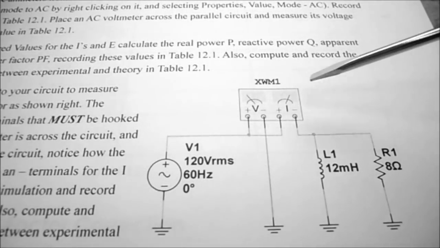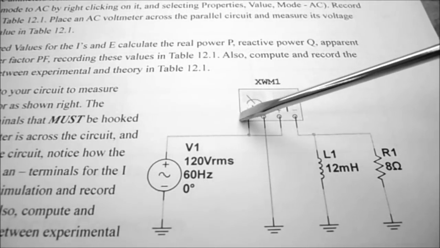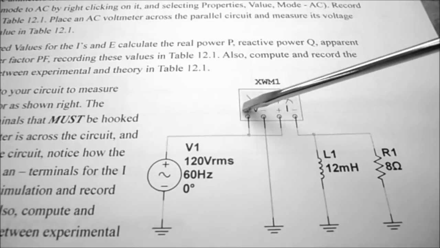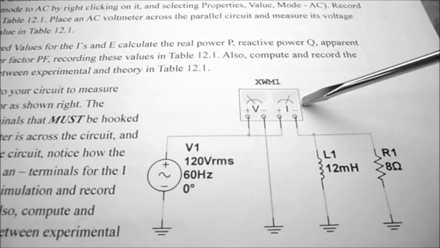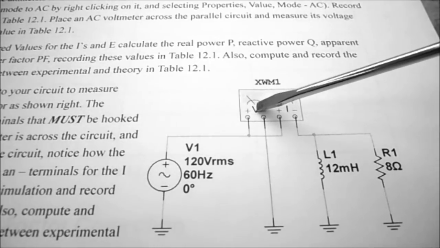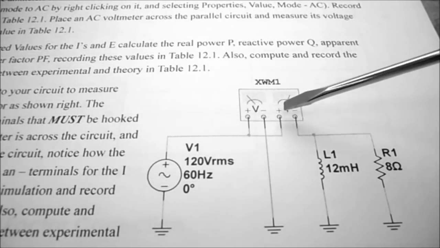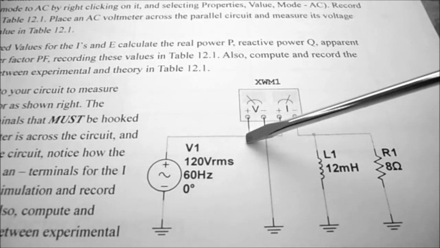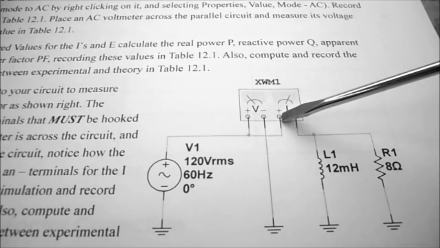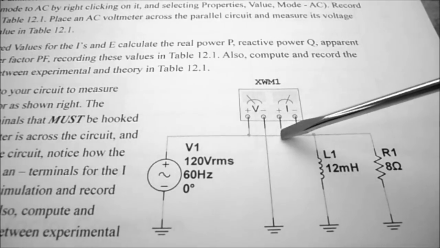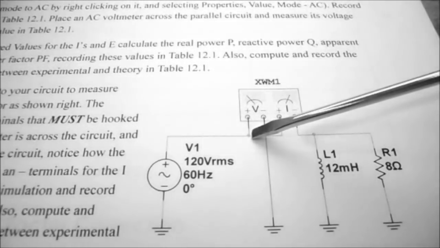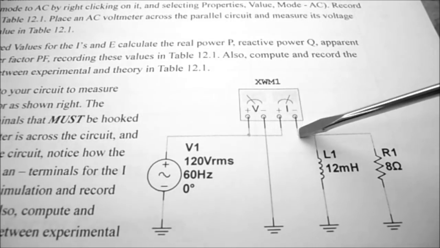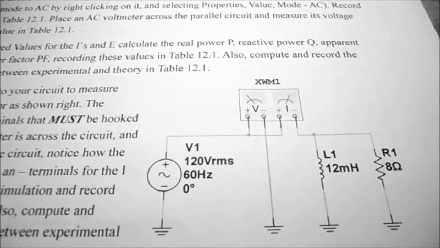So I've given you an example of a wattmeter, and that comes from the right-hand side of Multisim. Just bring the wattmeter in. Notice it's part voltmeter, part ammeter. So the voltmeter gets connected across the circuit, and the ammeter part gets connected through the circuit. Notice the break in the line here. The current comes in to the ammeter, comes out of the ammeter, and goes to your circuit.